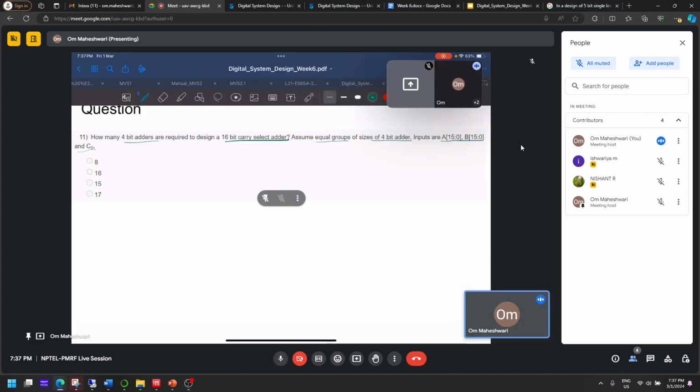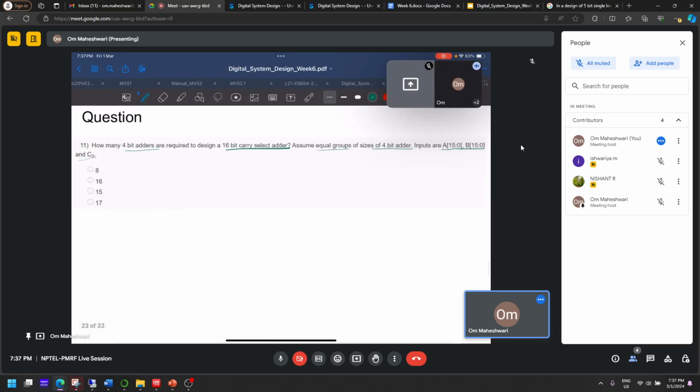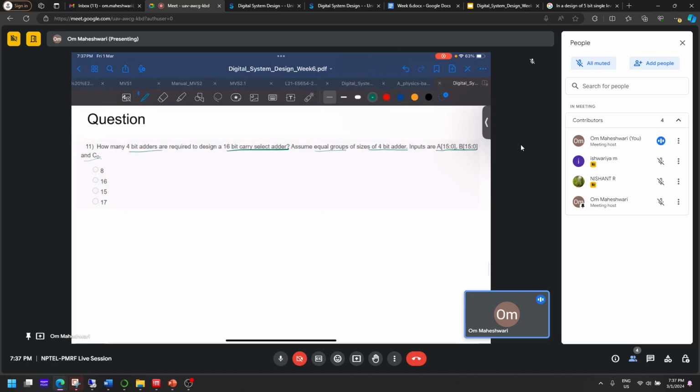Sorry, I had lost connection. So what we have is we have to make a 16-bit carry select adder using 4-bit adders of equal groups.